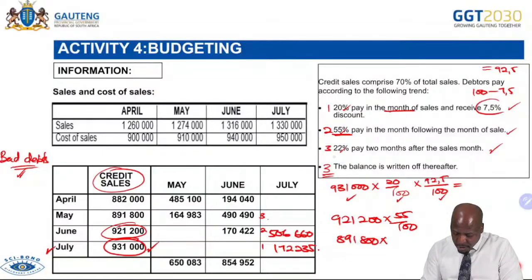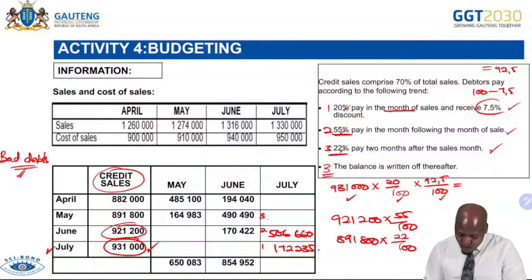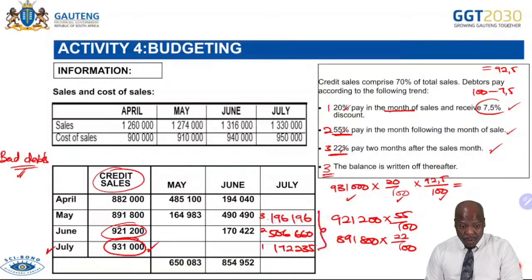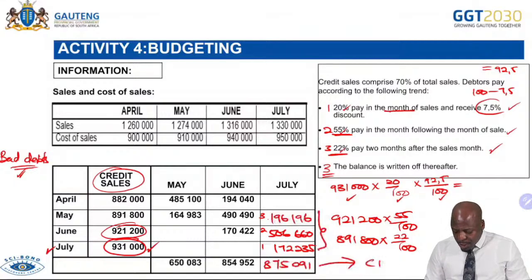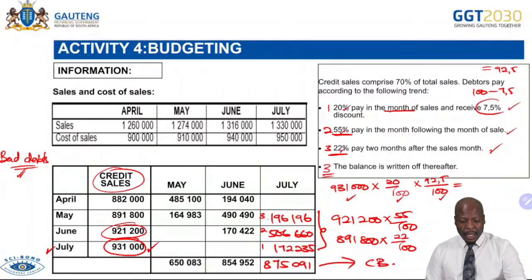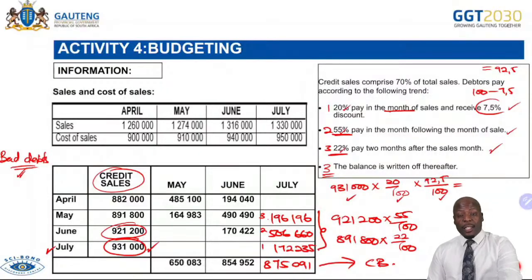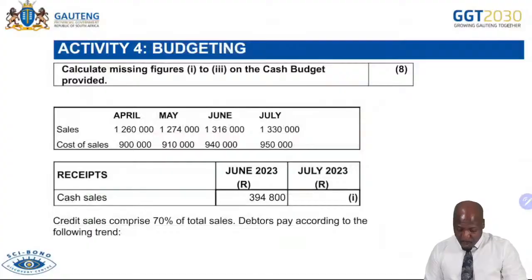Then you multiply that by 3, which is 22%. Multiply by 22 over 100. And that should give you 196,196. Remember to add all of these figures. That should give you 875,091. In other questions, you will be required to take this amount to your cash budget. Please be able to do that if the amounts are to be taken to the cash budget. Once more, please remember to prepare for the creditors payment schedule. It is of great importance that you prepare that one as well.